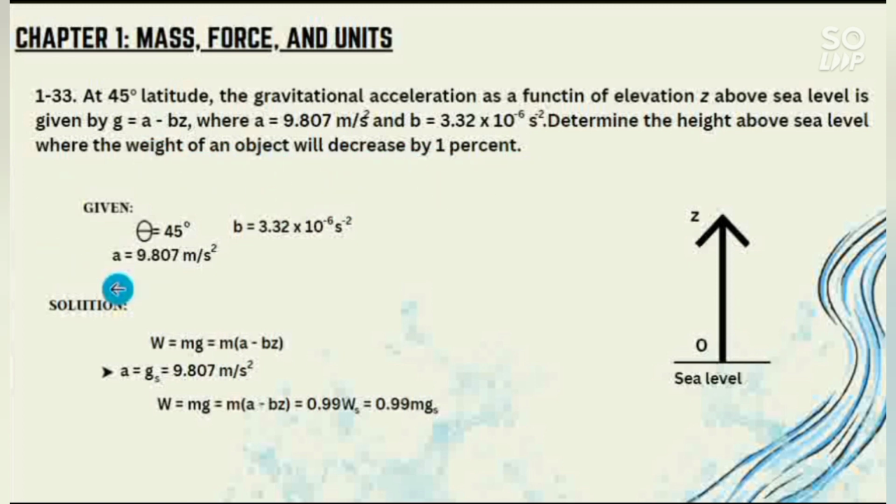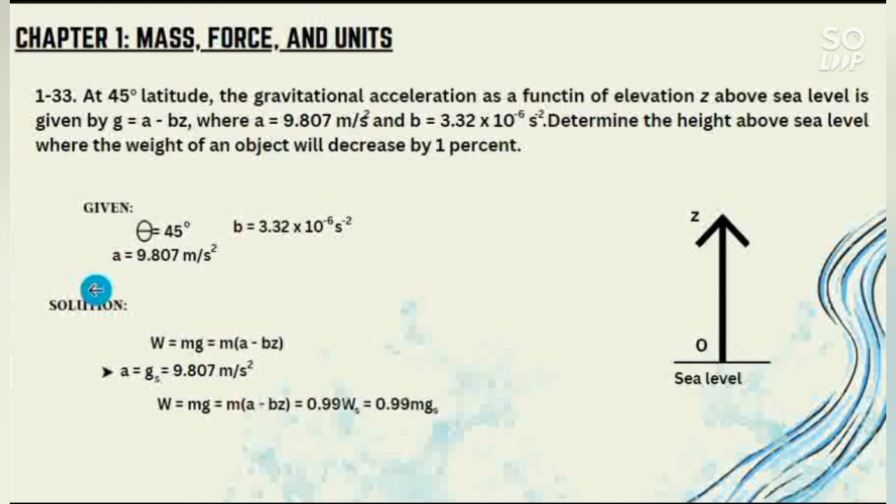So in this problem, we have the given angle 45 degrees, a is equal to 9.807 meters per square second and b is equal to 3.32 times 10 raised to negative 6 s raised to negative 2. For our solution, the variation of gravitational acceleration above sea level is given as a function of altitude. The height at which the weight of a body decreases by 1% is to be determined.